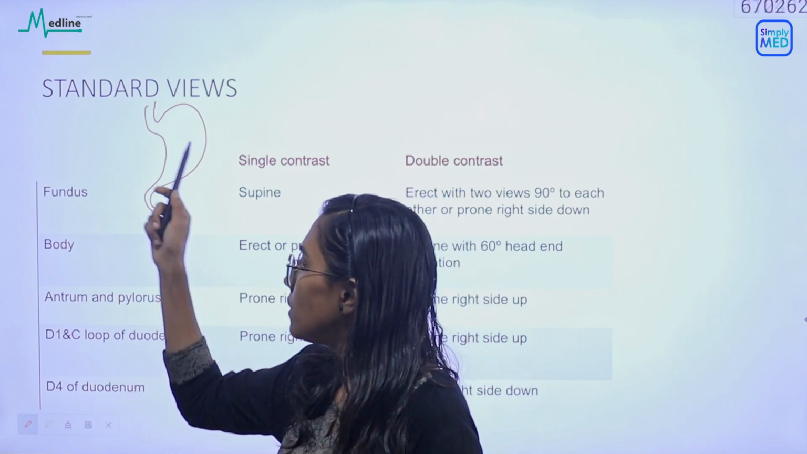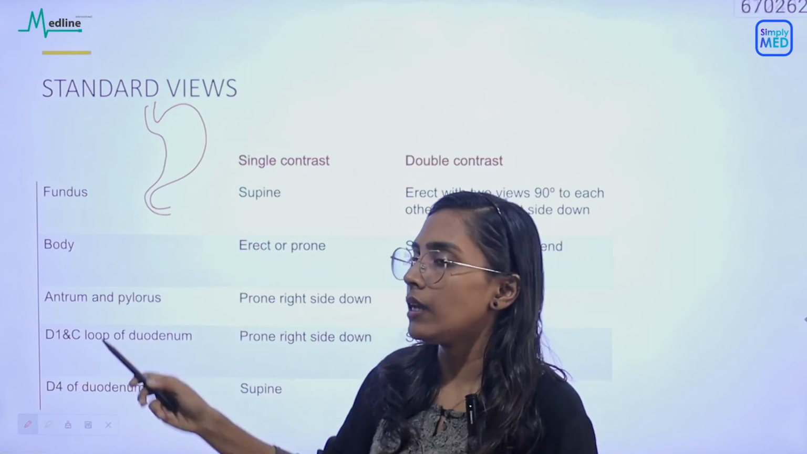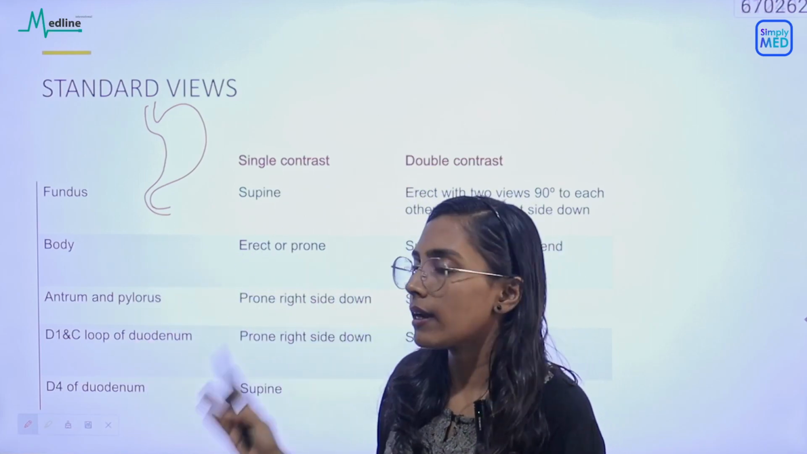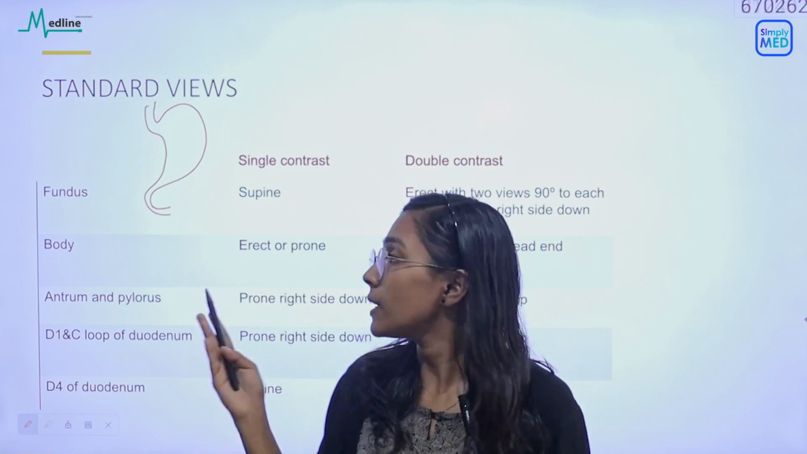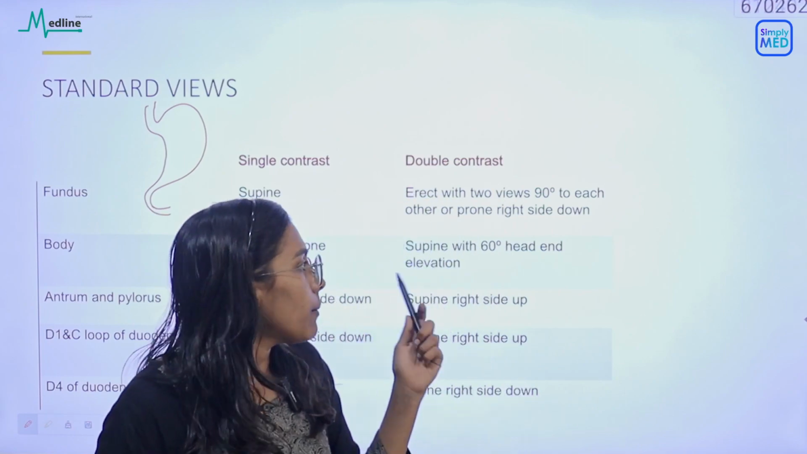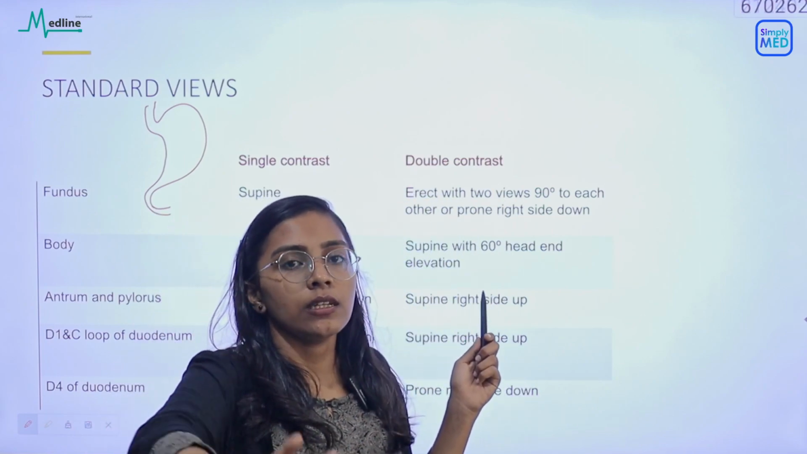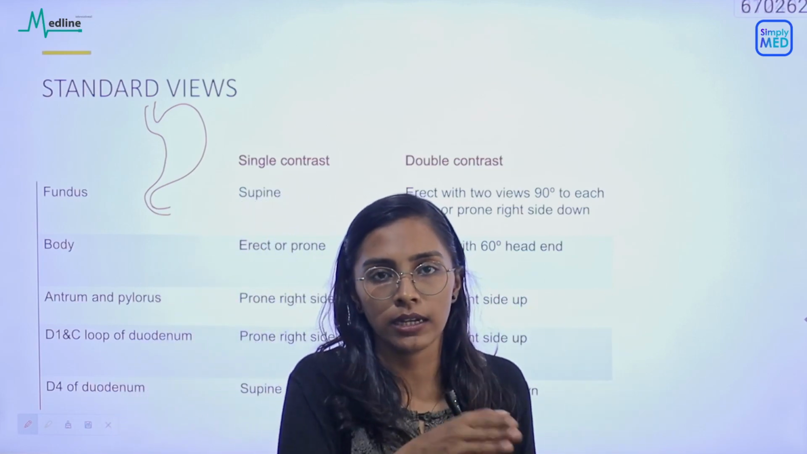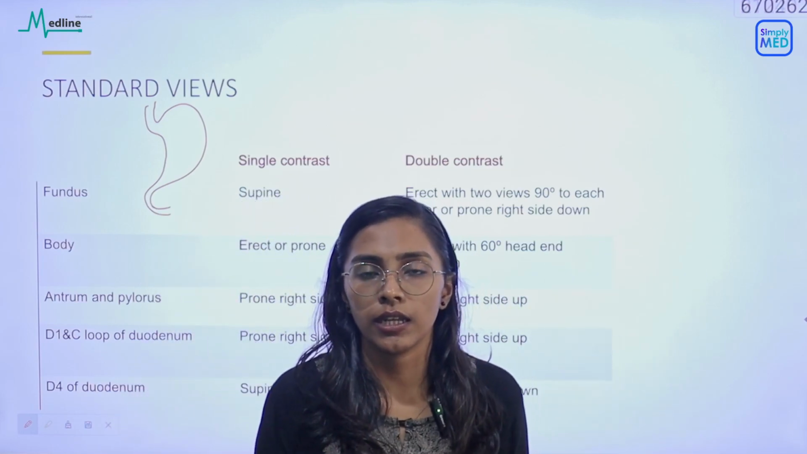Okay. Then if we are coming down to body, so we want to see the body clearly, we can do an erect or supine, erect or prone position for a single contrast. Then for double contrast, we can place the patient in a supine position with 60-degree head end elevation. Okay, head side is elevated 60-degree.